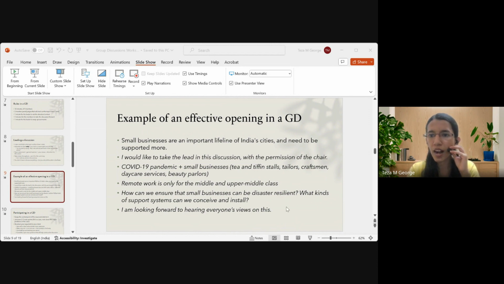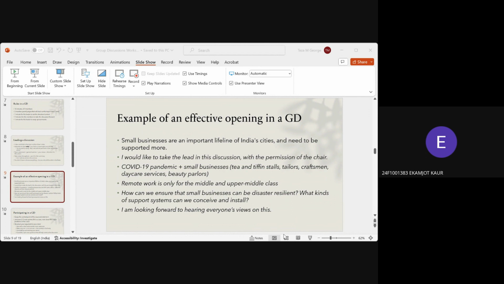Right. Anand, just one second. I want to see what Ekamjot wants to ask. Ma'am, I wanted to ask if someone is leading the discussion, then while opening, do they focus more on the topic and then state their own opinion, or do they just give the general statement and give their opinions during the main discussion?